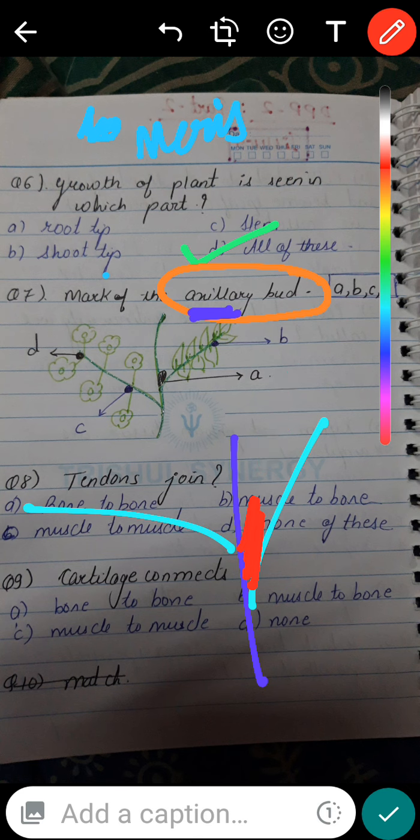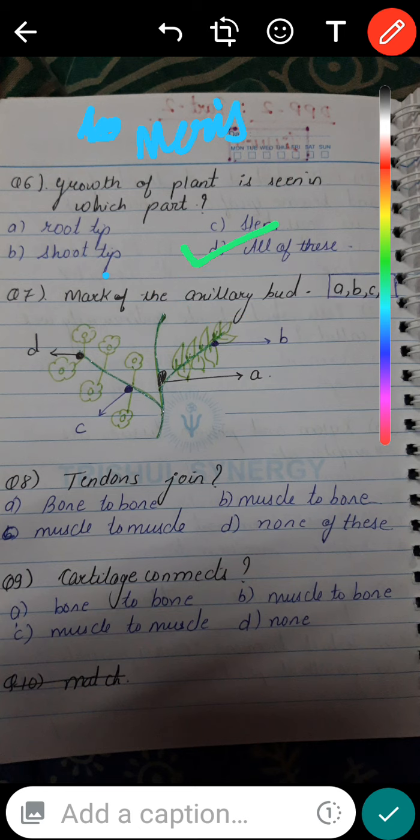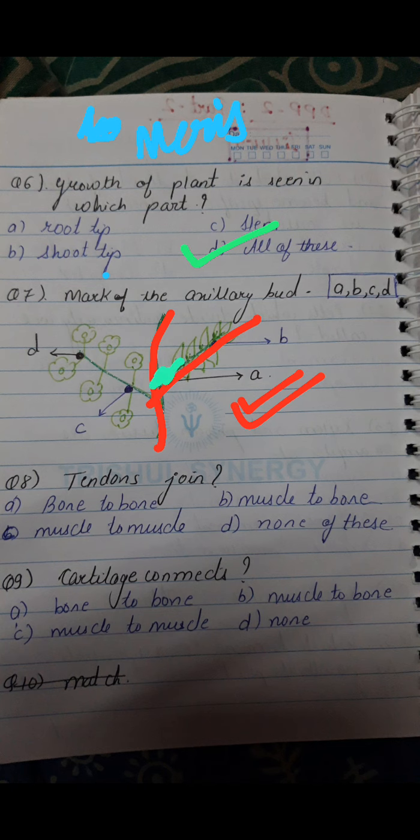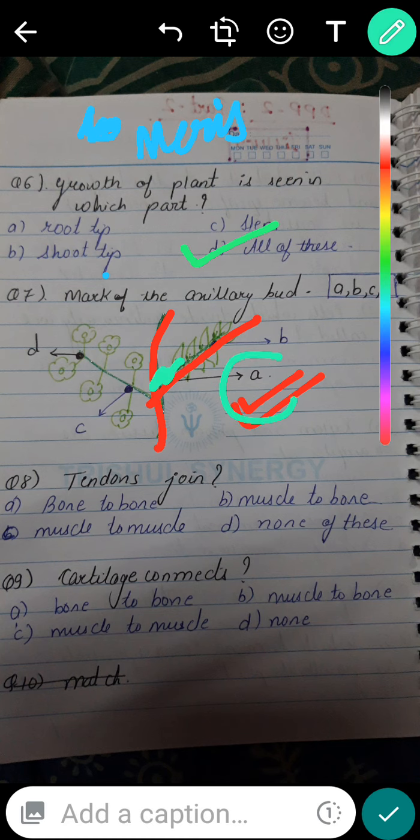So we have to find this position. Now which position can you find it? It is obviously A. See, between this and this, can you find it? Yes. So A marks the axillary bud. Your answer is A.